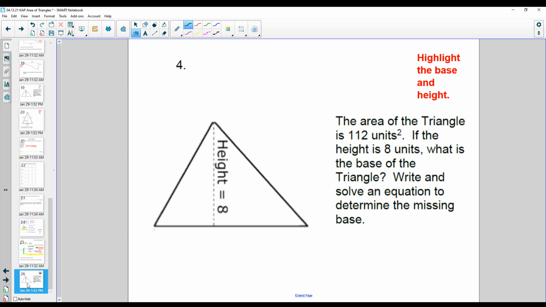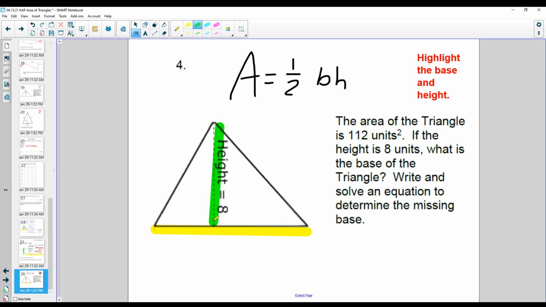Now let's do a backward question. What happens if they give you the area and the height, but they neglected to tell you the base? So those are called the backward questions. So let me highlight the base so we understand the base is this one right here. The height is this one. So we know that the area of this triangle is 112. The height is 8 units, but what is the base of it?